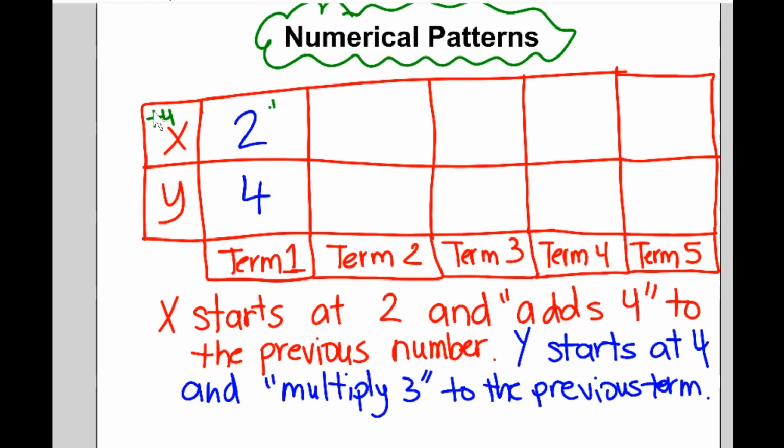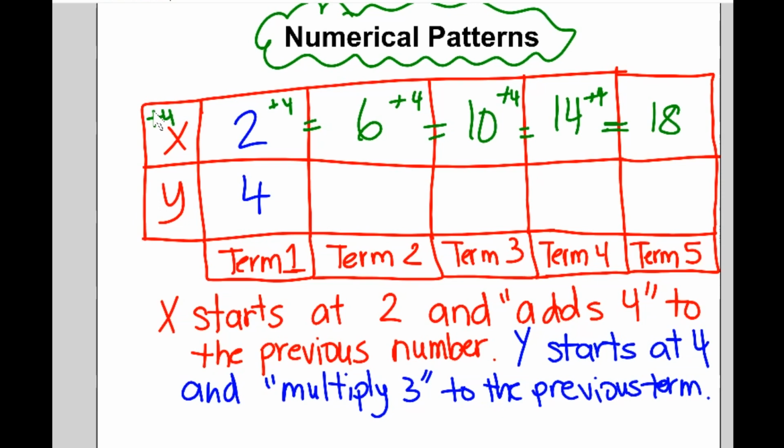So if I add 4 to this, what does it give me? 2 plus 4 is 6, then add 4 to that. What does that give me? 6 plus 4 is 10, add 4 to that. 10 plus 4 is 14, add 4 to that. 14 plus 4 is 18. And then we're done because we filled out all of our terms.